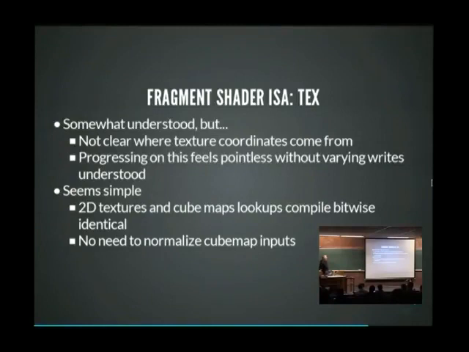Both lookups of 2D and cube maps compile down to the exact same binary code. So it seems the hardware deals with all the stuff really. So there's no need to, for instance, normalize the cube map inputs as some ISAs require.